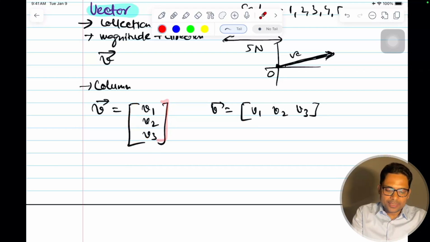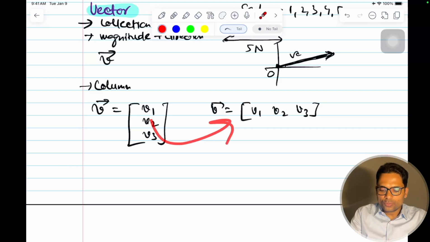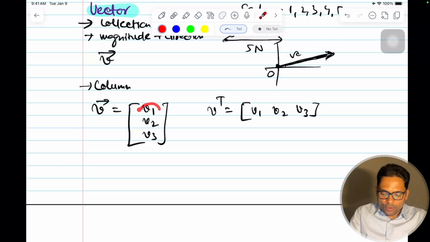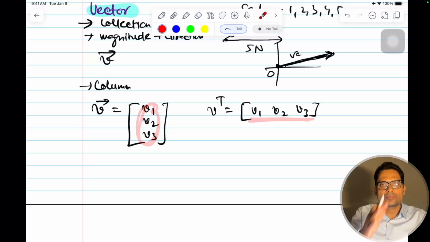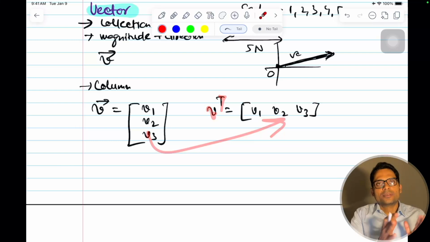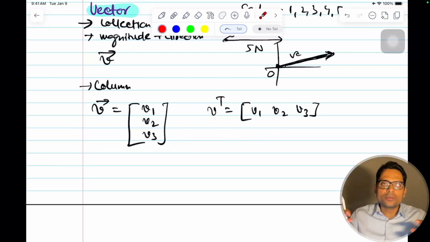So if I represent it like this, this is nothing but the same thing. When I move the column to the row format, this is nothing but the vector transpose. Okay, we say this is V transpose. Transpose means the column is converted into a row. So this whole vertical thing is made horizontal. Okay, so this 90-degree flip happened. So this is V transpose. Column is moved to a row.